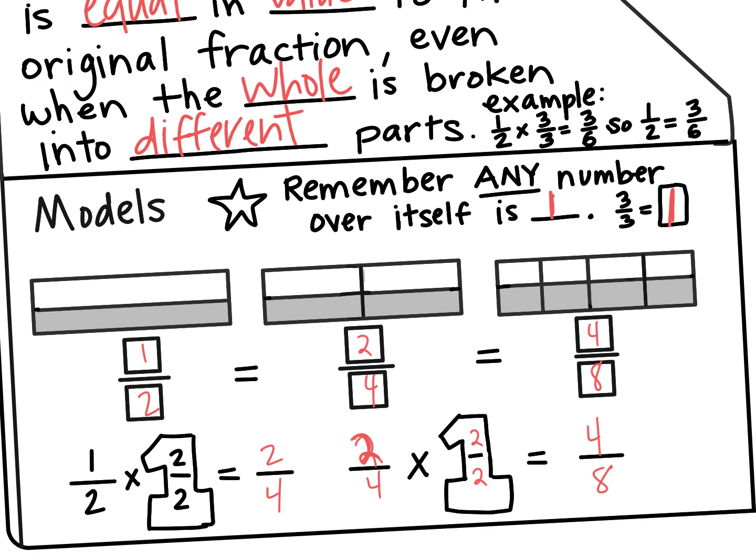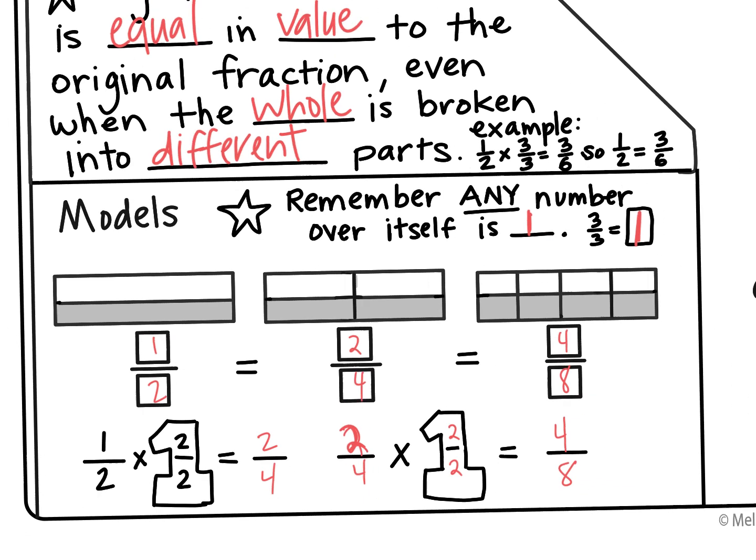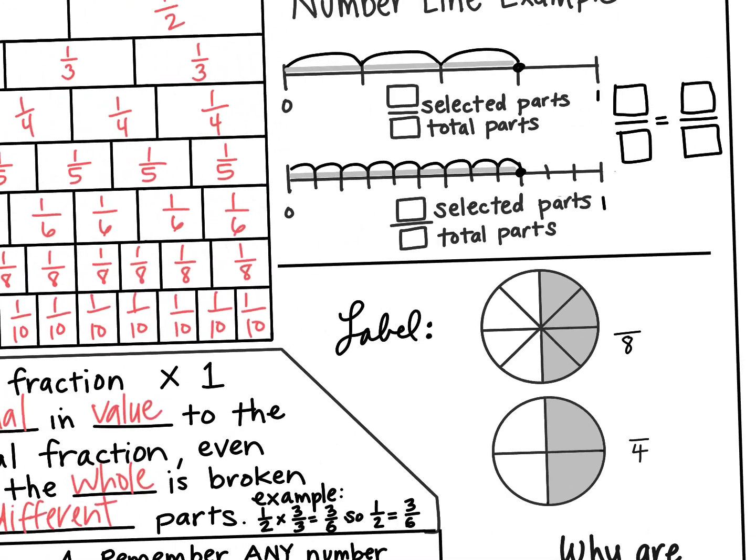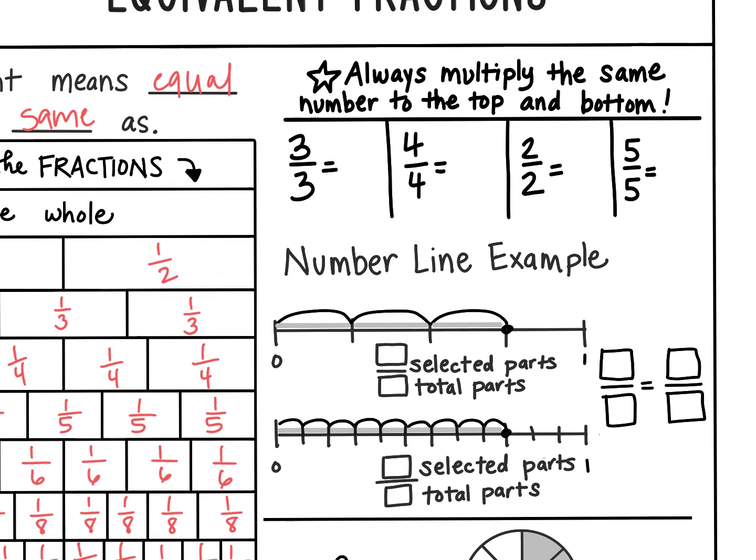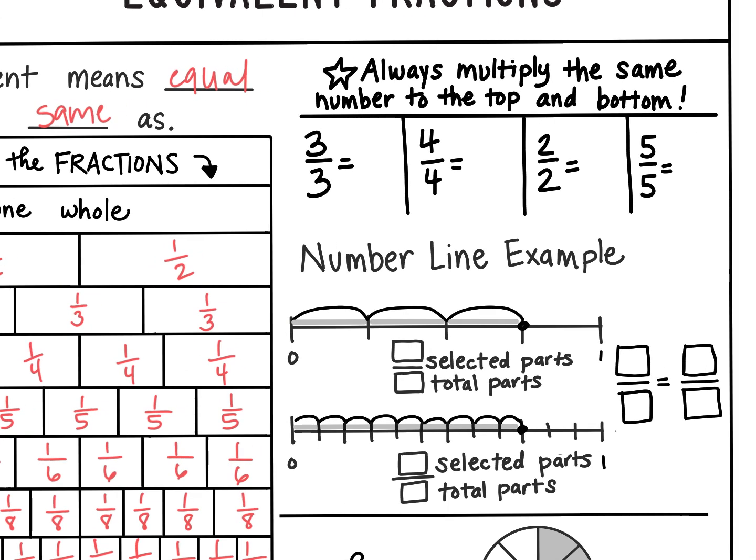Okay, so what did you notice? If I multiply 1 times 2, did you notice that I also did the same thing to the bottom? Same thing here. 2 times 2, and then 4 times 2. I had to multiply by the same number. That makes sense. When I look up here at the top right, it says always multiply the same number to the top and the bottom.